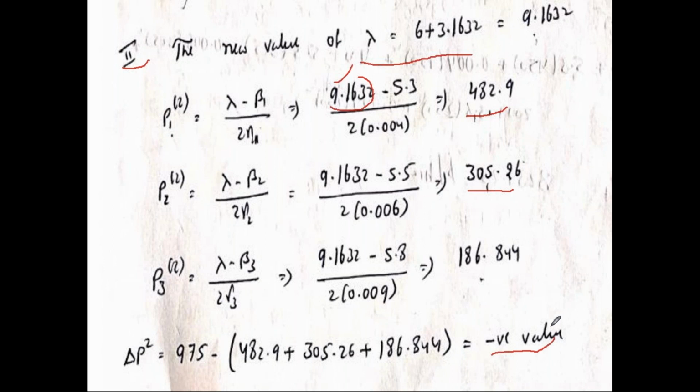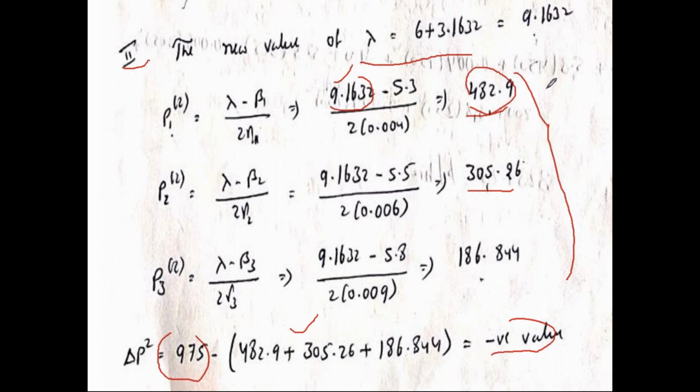So what is the meaning of negative value? The generation is more than the total demand. So it means that some plant has exceeded its maximum capacity. So which plant has exceeded? Out of 3, which plant has exceeded its capacity? Which plant is generating maximum capacity here? First plant, sir. First plant. All right. So the first one is generating more than the maximum value.